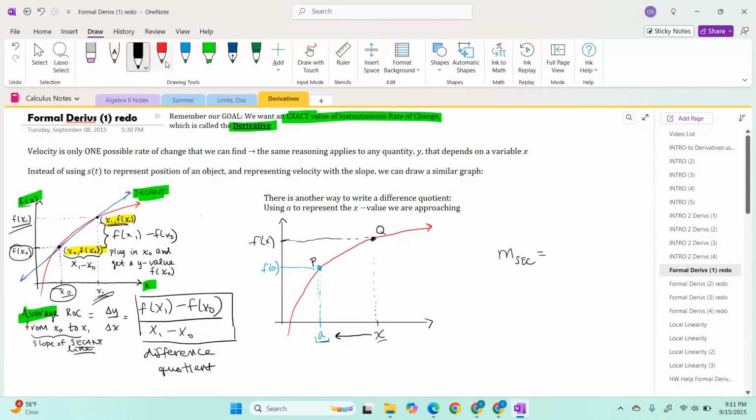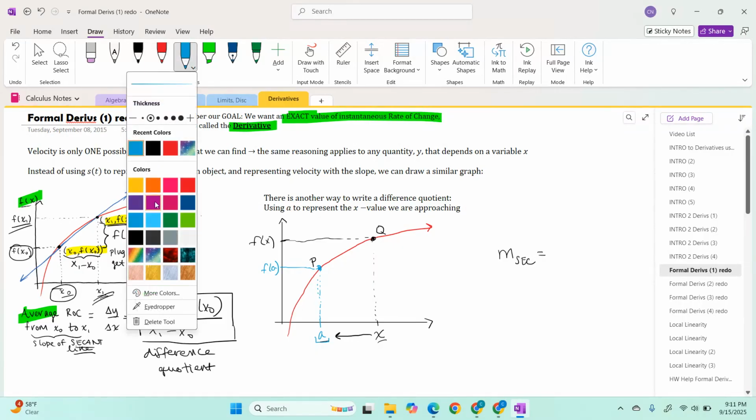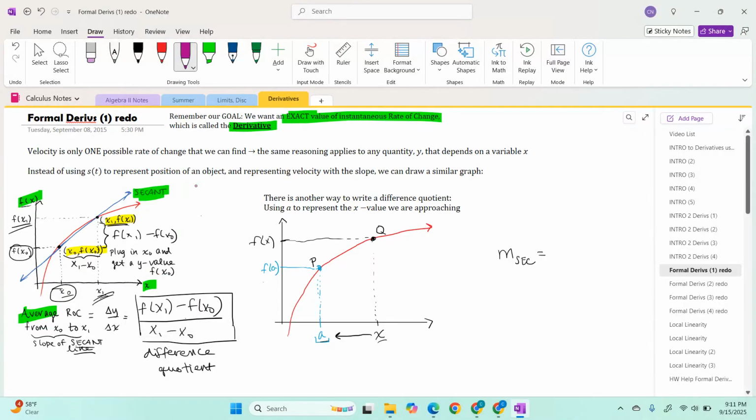So what I'm going to do here is draw my secant line, and I'm going to do my best. I'm just doing different colors here, but if you don't have different colors, just do your best. So my secant line is going to go between P and Q, and again, do your best making this look like a straight line. Oh, that's even worse. All right, so this is my secant line, and I'm going to label that.